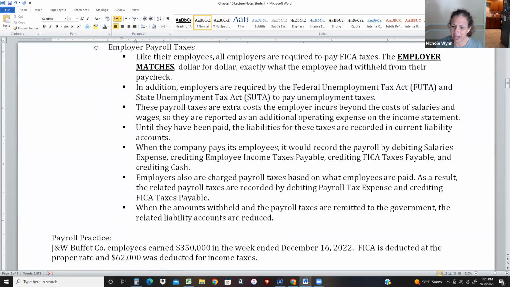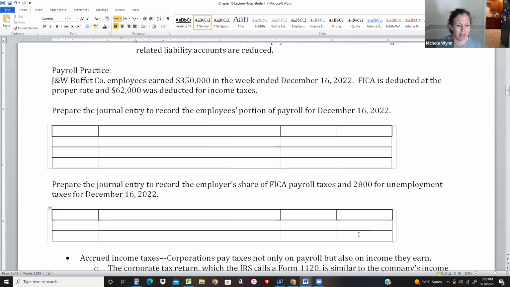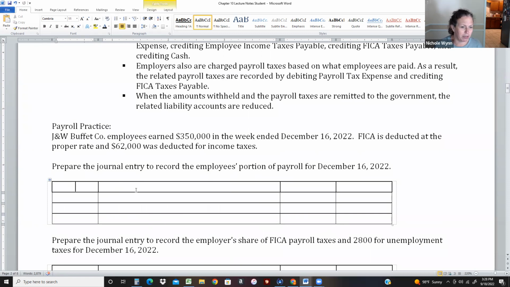So what we're going to have is we're going to have some liabilities, additional liabilities. And so our normal liability was like wage expense, wages payable, but now we're going to see more than that. We're going to have FICA payable and FUTA payable and SUTA payable and all kinds of good stuff. So let's practice some journal entries.